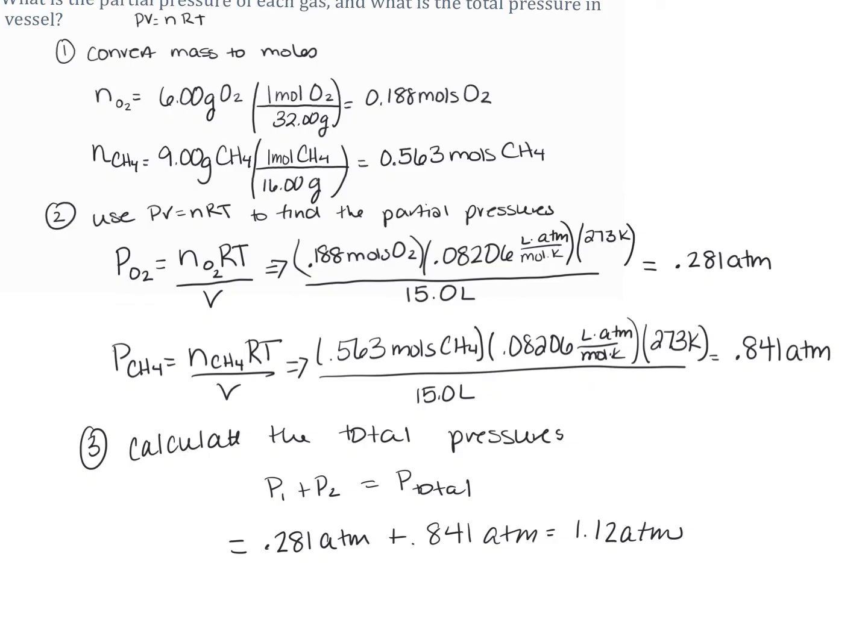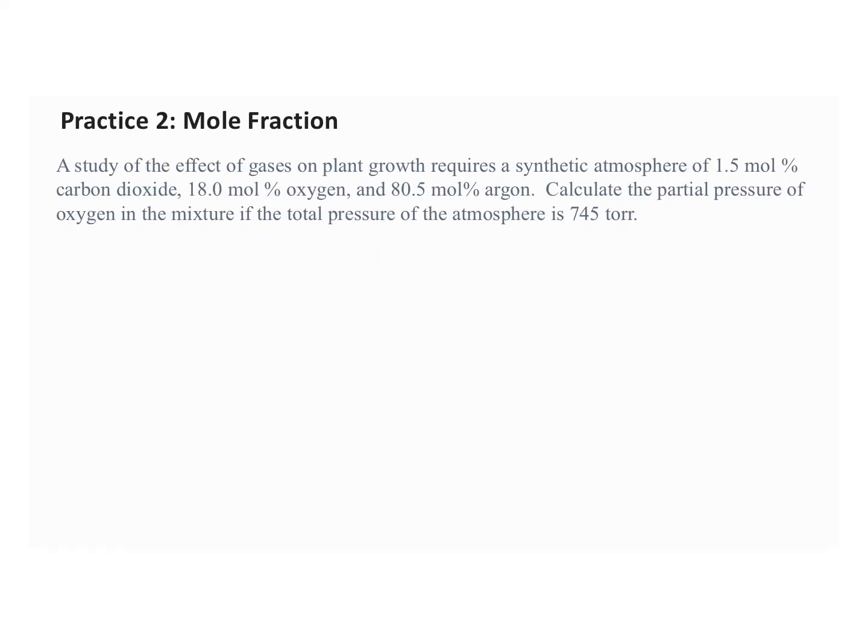Let's do another question, but let's look at mole fraction with this question. A study of the effect of gases on plant growth requires a synthetic atmosphere of 1.5 mole percent carbon dioxide, 18.0 mole percent oxygen, and 80.5 mole percent argon. Calculate the partial pressure of oxygen in the mixture if the total pressure of atmospheres is 745 torr.